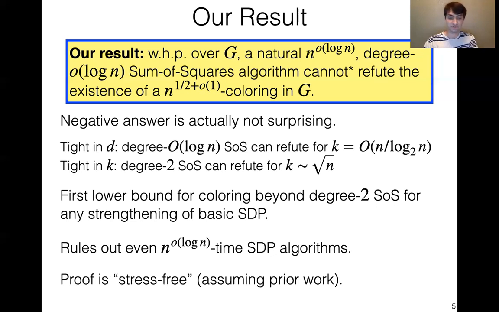And finally, our proof is stress-free in the sense that it's actually very simple. Like most sum of squares lower bounds require some very complicated analyses of the spectral norms of random matrices with intricate dependencies between the entries, and we don't need to do this. On the other hand, we do rely on prior work, which does have to do such analyses. So in some sense, if we wanted to prove a result from basic principles, it wouldn't be stress-free, but we're assuming prior work here.